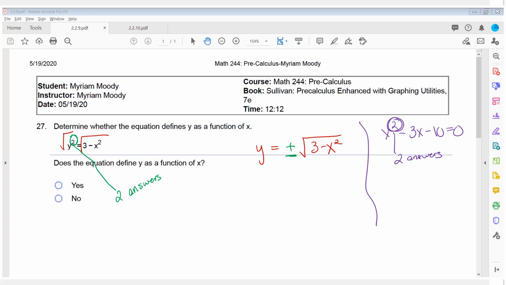So question, is this a function? Nope, definitely not a function. Cool? Okay, hopefully this makes some sense to you. Hopefully you're understanding this lecture. You keep going, and I'll catch you on the flip side.